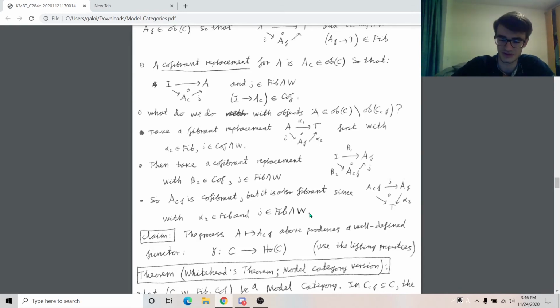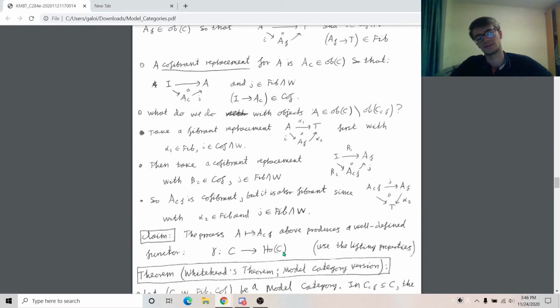So this process produces a well-defined functor gamma from your category C into the homotopy category, which takes an object and sends it to its fibrant cofibrant replacement. And maps are sent via lifting properties. You can see how the maps behave.